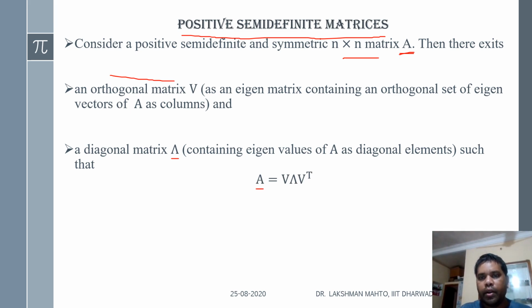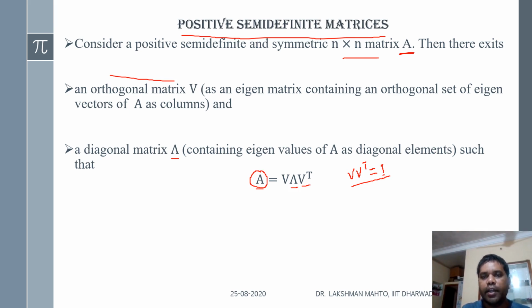If you have such a thing, then we can decompose the positive semi-definite matrix in the form V times lambda times V transpose. Here we know that V is an orthogonal matrix, so it satisfies the condition that the inverse of V is just V transpose. If you multiply V with the transpose of V, we get the identity matrix. So we can say that V transpose is the inverse of the orthogonal matrix V.